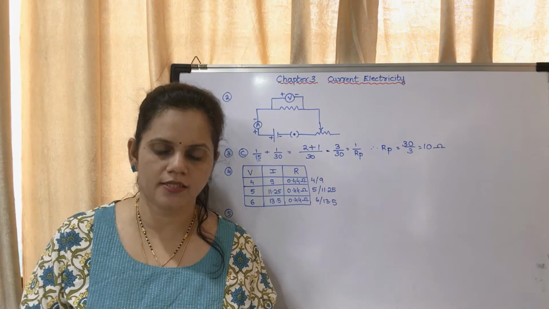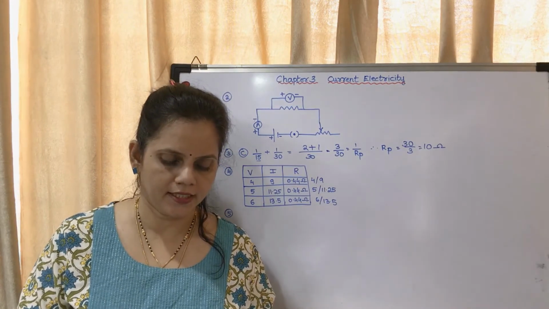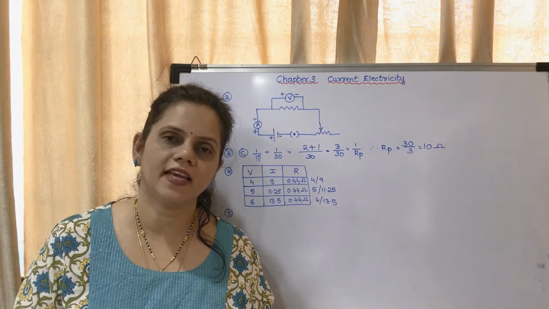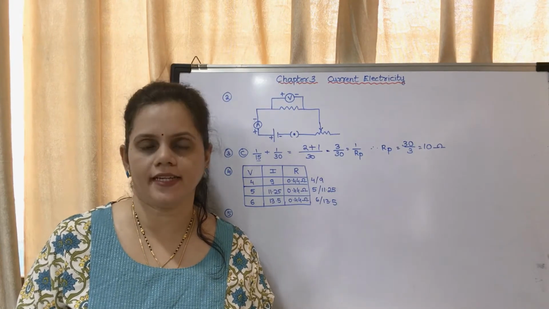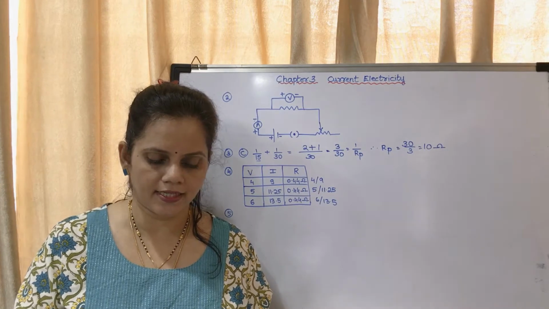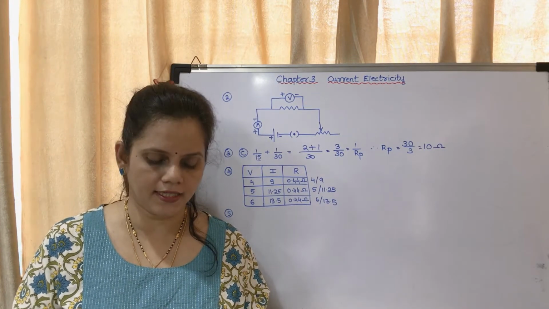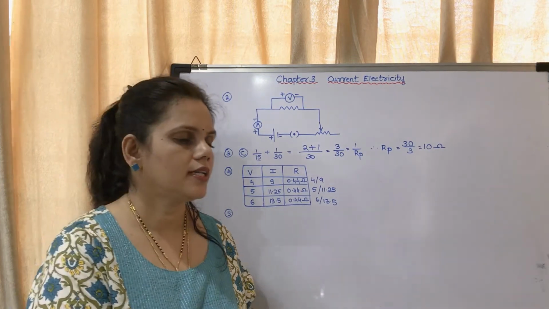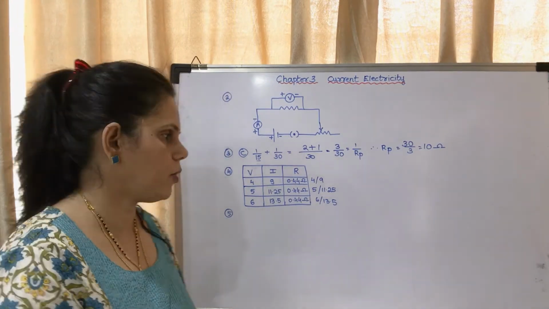Next is match the pairs. Free electrons, it is weakly attached. Current, it is V upon R. Resistivity, it is VA upon Li. Resistance in series increases the resistance in the circuit. Now how is the resistivity VA upon Li?